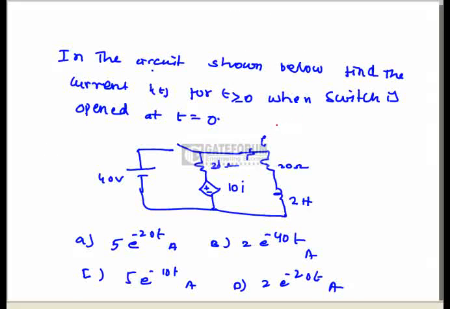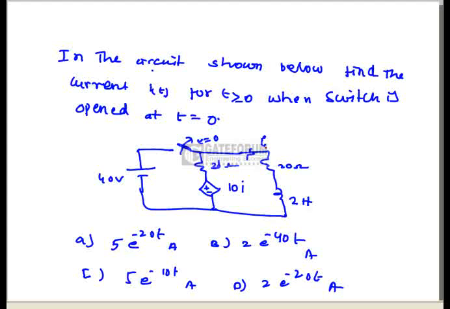Find out i(t) for t greater than 0 when the switch is opened at t equal to 0. Here this is the switch, and it is opened at t equal to 0. That means the configuration will be like this, right? So it is asking for the current i(t) mentioned here, the current i for t greater than 0.